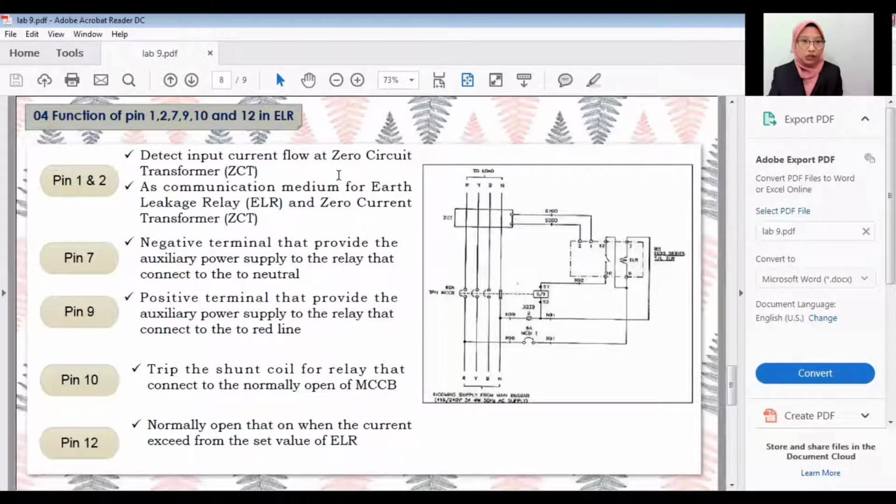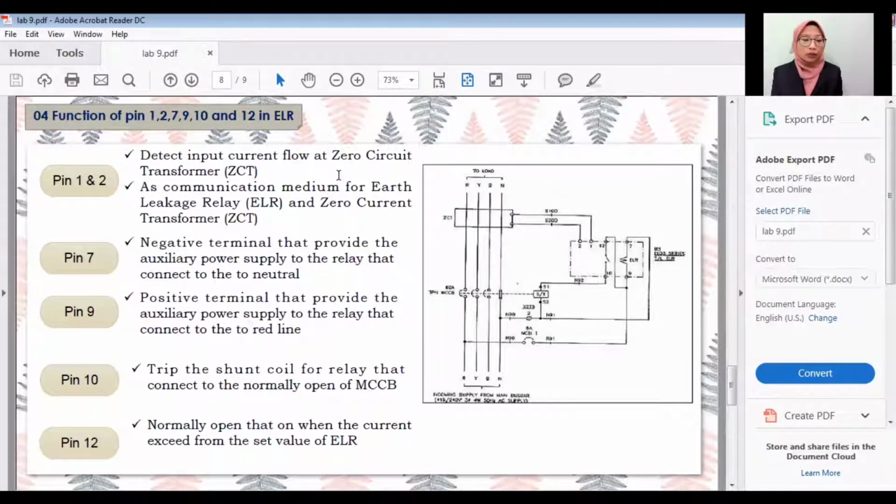So last question, we have the function of pin 1, 2, 7, 9, 10 and 12 in the earth leakage relay. Pin 1 and 2 are used to detect the current flow at the zero current transformer, ZCT, and as a communication medium for the earth leakage relay, ELR, and the zero current transformer.